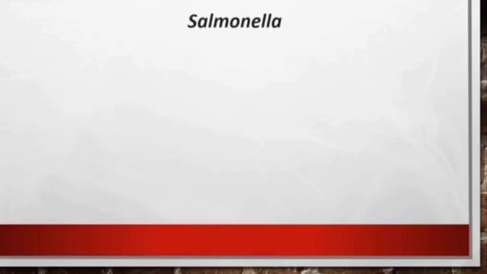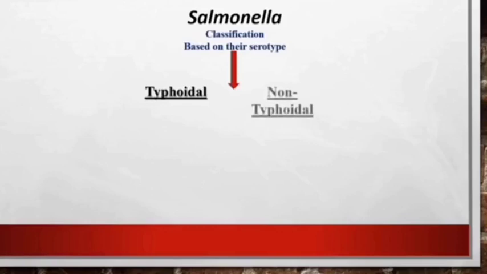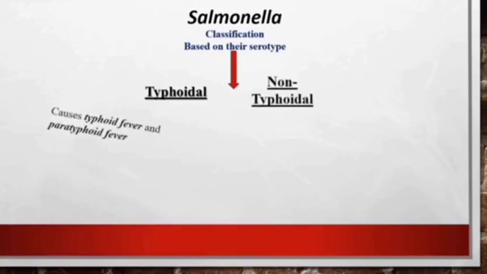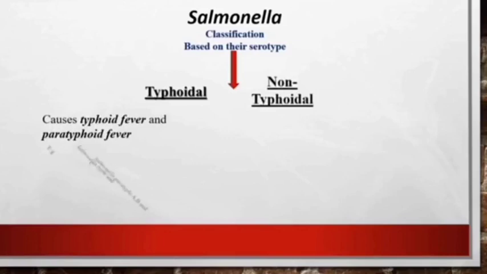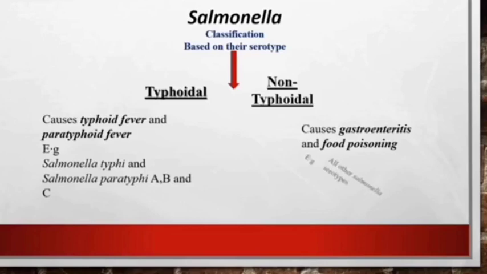Classification of Salmonella on the basis of serotype. Salmonella are divided into two main categories: typhoidal and non-typhoidal. The typhoidal are those which cause typhoid fever and paratyphoid fever. Their examples are Salmonella typhi and Salmonella paratyphi A, B, and C. The non-typhoidal cause gastroenteritis and food poisoning.